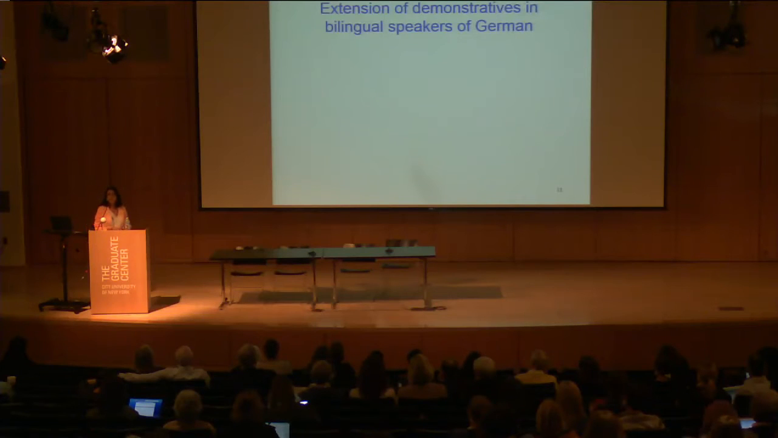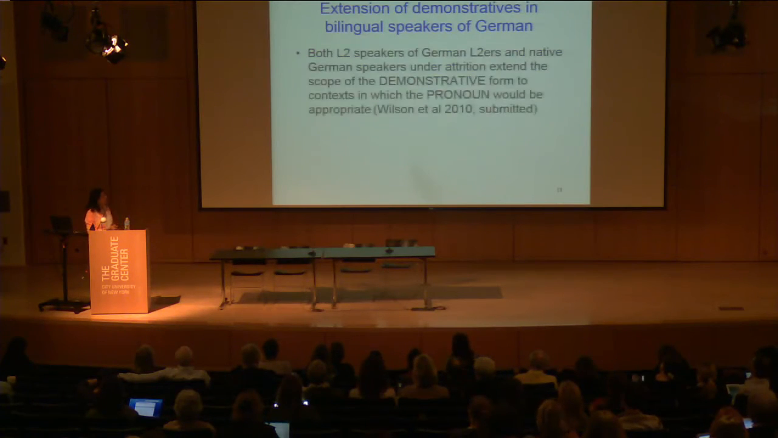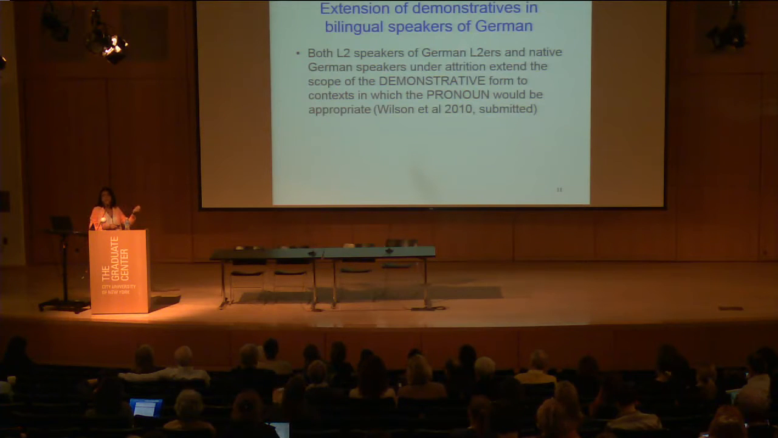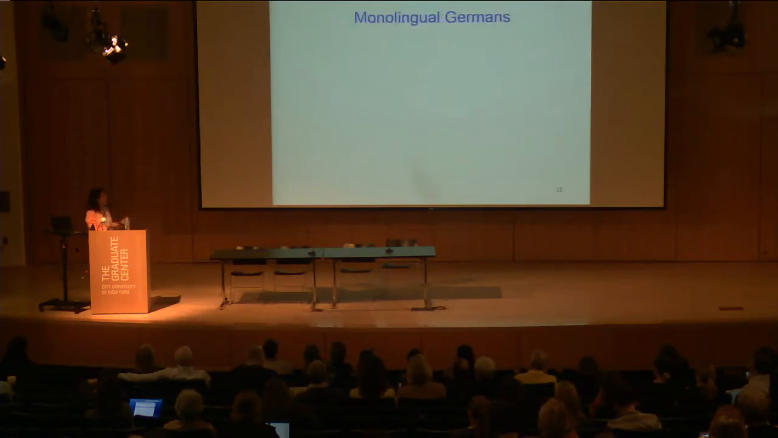Now, we have data from German as well. Those of you who speak German, German is not a language where you can leave out pronouns, but it's a language where you have a choice of pronominal forms. You can choose between a personal pronoun and the demonstrative pronoun. We did a study on very advanced second language speakers of German, as well as native speakers of German in a situation of attrition, resident in the UK. Both these groups do one thing. They extend the scope of the demonstrative pronoun where you would expect to find a personal pronoun, but not vice versa. So we find the same kind of asymmetry.